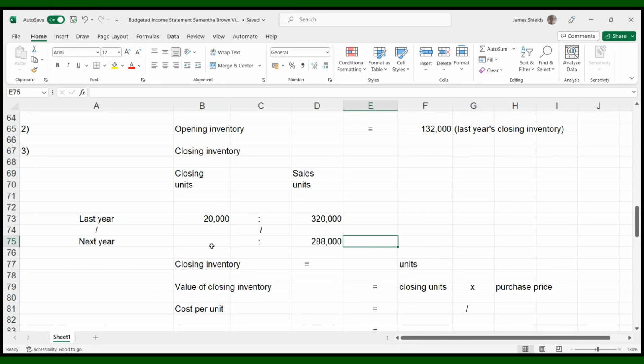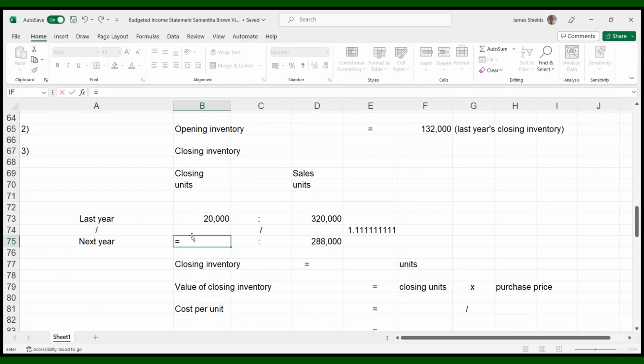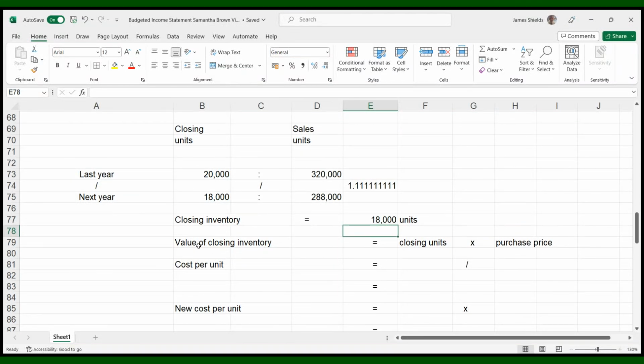So now we've got to work out the closing units for next year. So this is what you do. I take the 320,000 and I divide by the 288,000. That's basically going to be 1.1 recurring. So I want next year's closing units. I take the 20,000 and I divide by the 1.1 recurring. And that'll give me next year's closing units. So I've got 18,000 units is going to be my closing inventory. So closing inventory then is going to be 18,000 units.